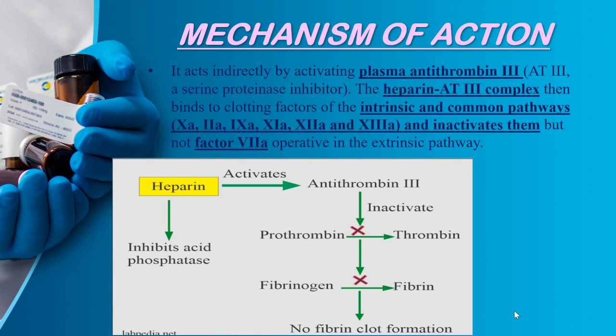Now, once 10A is inactivated, the conversion from prothrombin to thrombin will not take place. And further, if thrombin is not formed, the conversion from fibrinogen to fibrin will also not take place, because thrombin is not formed. Fibrin is responsible for the formation of a clot. So once fibrin formation is prevented, the formation of the clot is also prevented. So this was the mechanism of heparin.